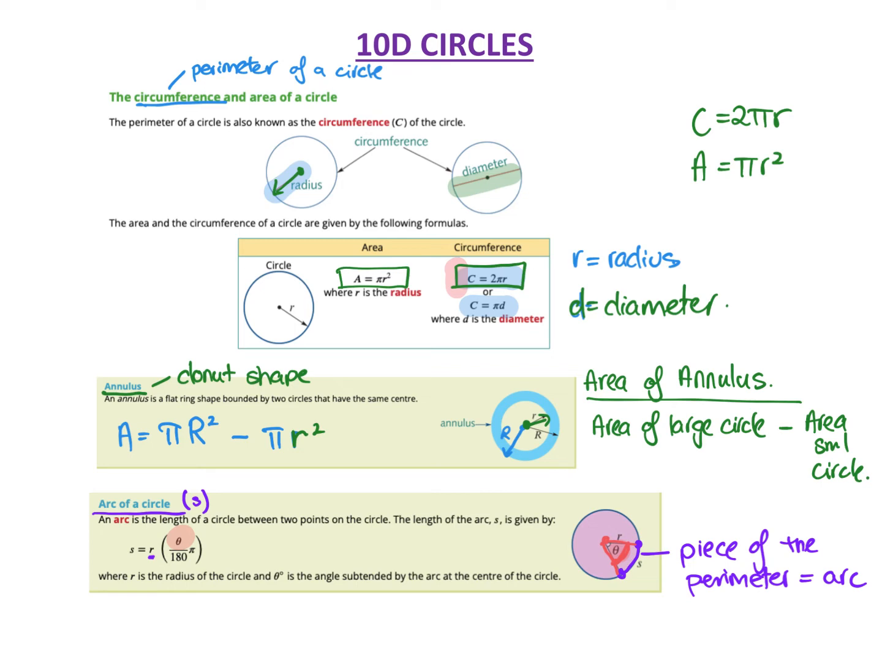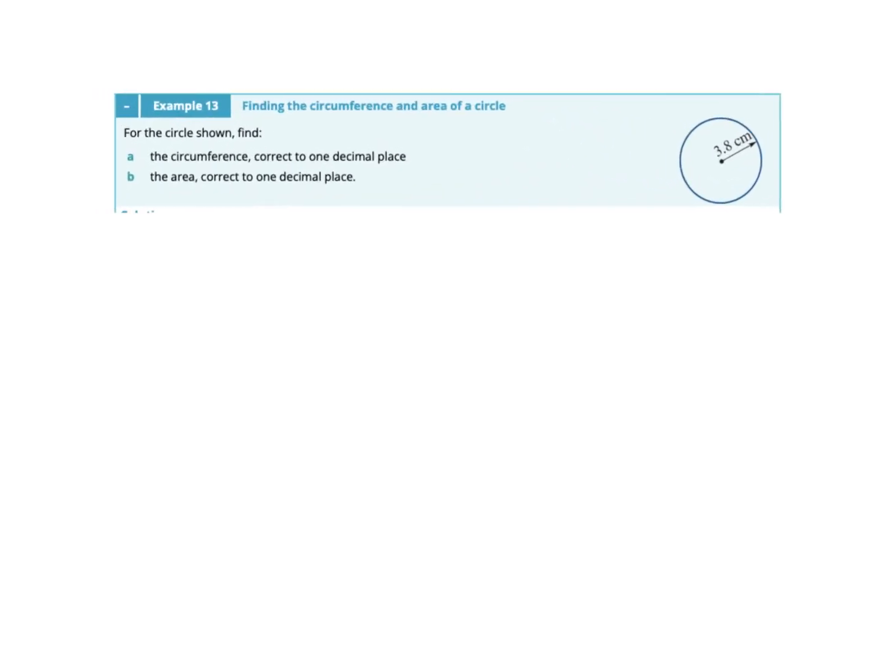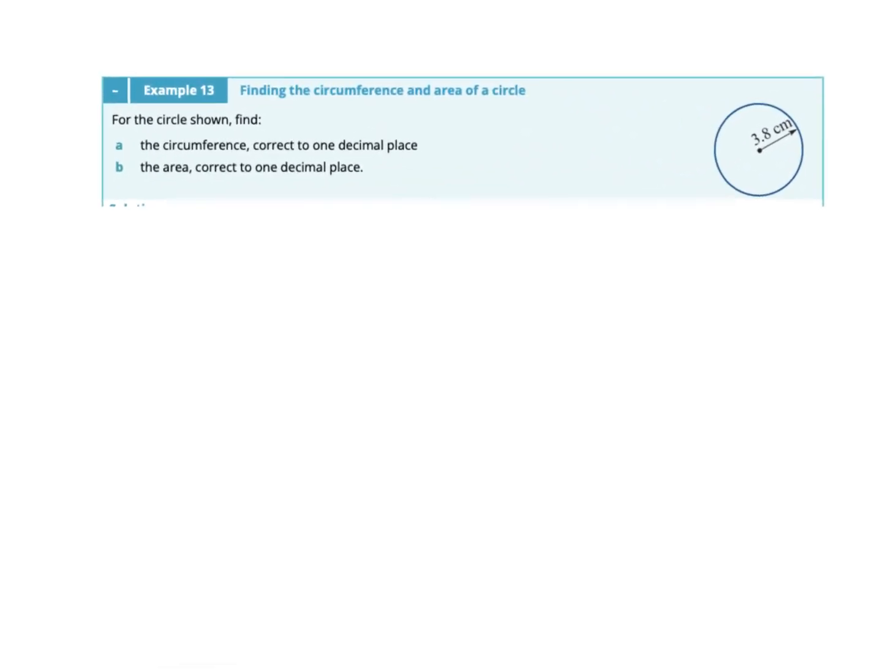So let's go and have a look at some questions. It says, for the circle shown, find A, the circumference. So you see you've got a circle, so write the formula. So the circumference of the circle is 2 pi r. And then you just substitute in, it'd be 2 times pi times the radius, which is 3.8. And then you do that on your calculator. Now, pi is a button on your calculator.